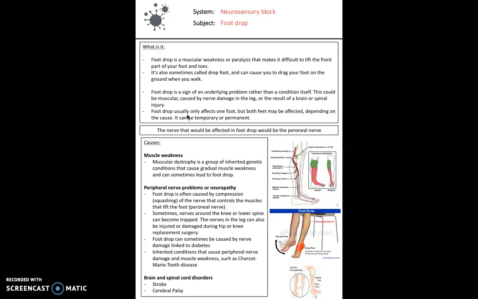Muscle weakness can be a gradual muscle weakness, and only sometimes it may lead to foot drop, but it could. And a peripheral nerve problem is when there's a compression of the nerve that controls the muscle that lifts the foot, so that would be the peroneal nerve, as we've previously said.